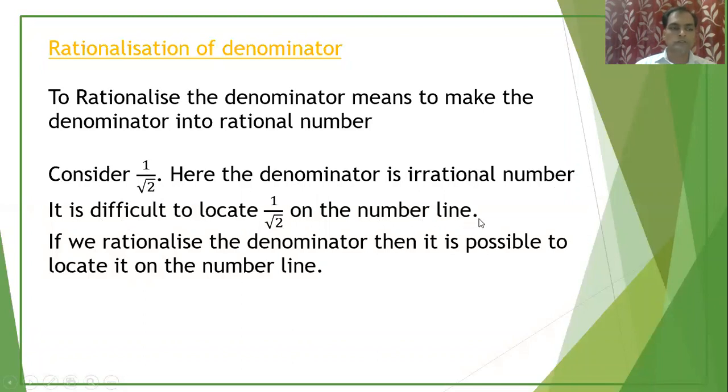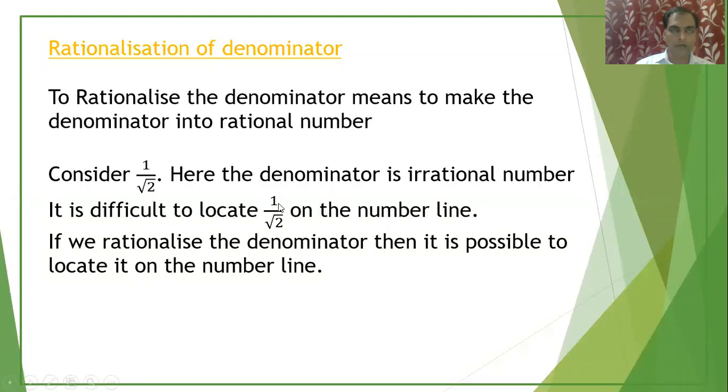So in the process of rationalization of the denominator, we are converting the denominator from irrational number to the rational number. But the question is, why are we converting irrational number to the rational number? Let's see. It is difficult to locate 1 upon root 2 on the number line.